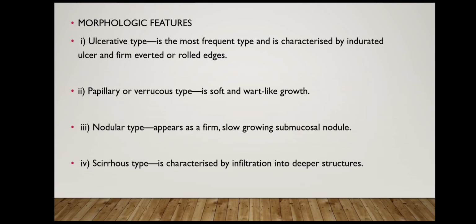Gross morphological features of squamous cell carcinoma can be of 4 types. Ulcerative type is the most frequent type and is characterized by an indurated ulcer and a raised, everted or rolled margin. Papillary or verrucous type is a soft and wart-like growth. Nodular type appears as a firm, slow-growing submucosal nodule. Scirrhous type is characterized by infiltration or fibrosis into the deeper structures.